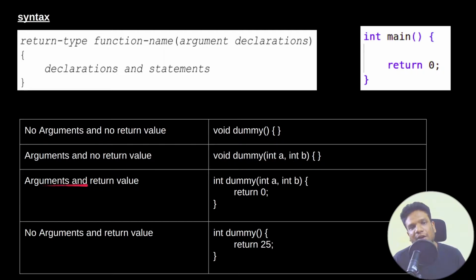And here, arguments and return value, so I have both. Return type, I have integer, I'm returning an integer from the function itself, and I am also passing two integer values to the function. And finally, no arguments and return value. I don't have any arguments here, if you carefully see, but I have a return type integer. I'm returning 25 from the function.